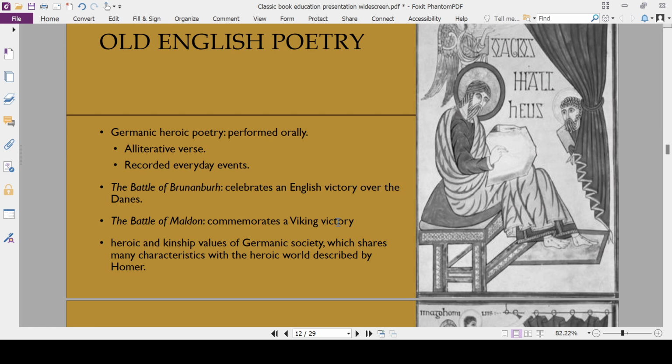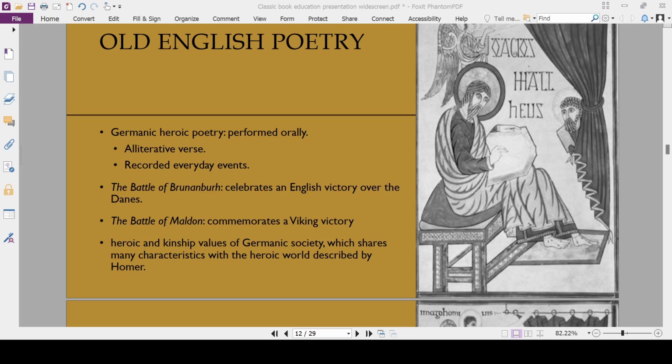So, German heroic poetry was performed orally and it was performed in alliterative verse. Now, alliterative verse, unlike metric formulas, uses alliteration to create rhythm and melody. Now, this genre is primarily concerned with everyday events, and it could be exemplified by works like the Battle of Maldon, which of course commemorated a Viking victory.